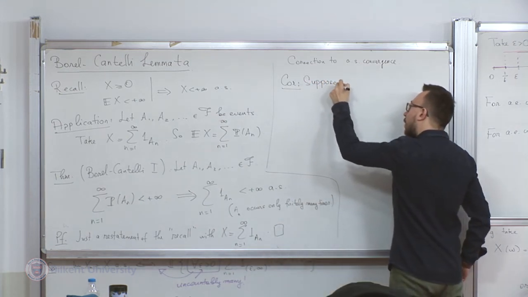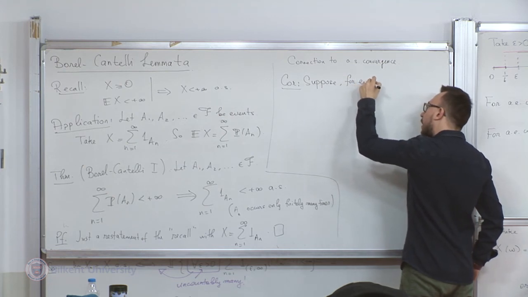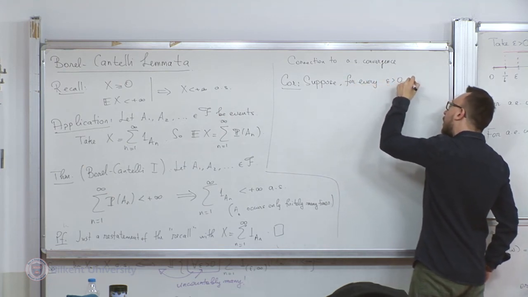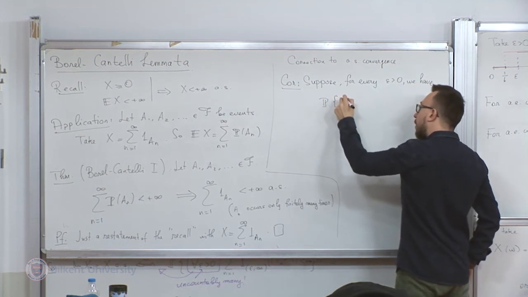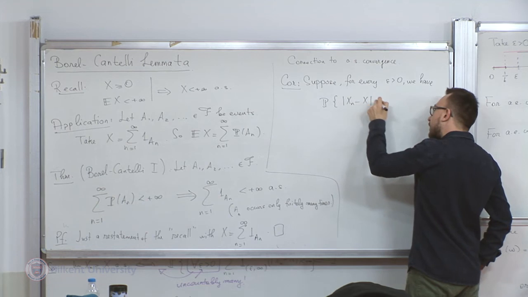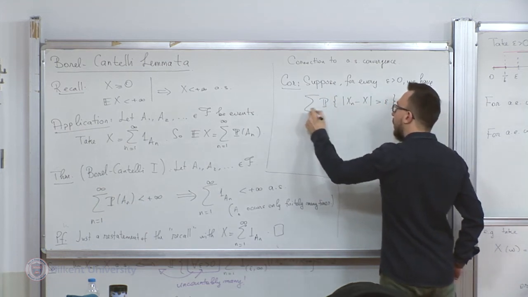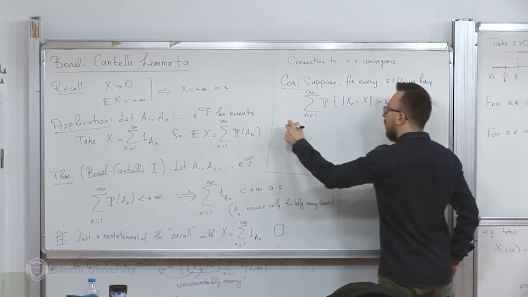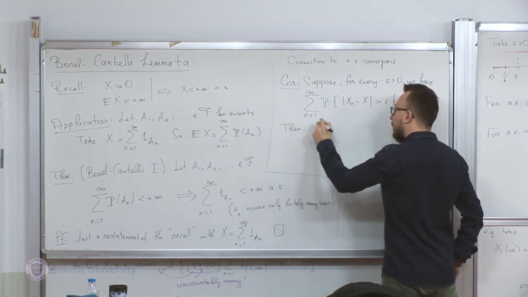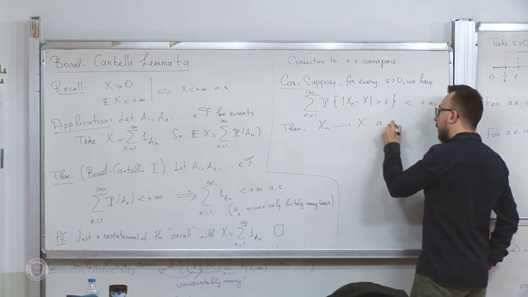Suppose for every epsilon, we have that the probability of |X_n minus X| being large, summed over all n's, is finite. Then X_n converges to X almost surely.